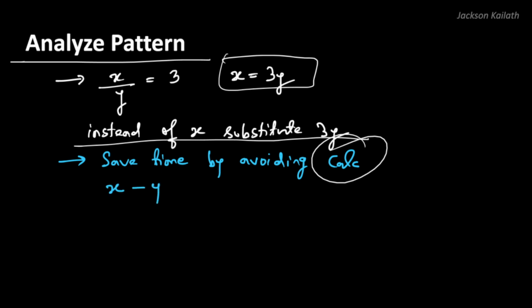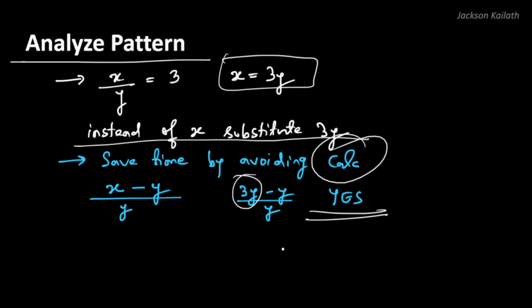For example, if it's x minus y by y, this becomes 3y. When you substitute 3y instead of x, this becomes 3y minus y by y. And this is a yes over here. You don't need to know that this simplifies to 2y by y, which is equal to 2. So that calculation can be avoided and it'll help you save a few seconds. But remember, you should have sufficient practice to do this so that you don't make any careless mistakes.